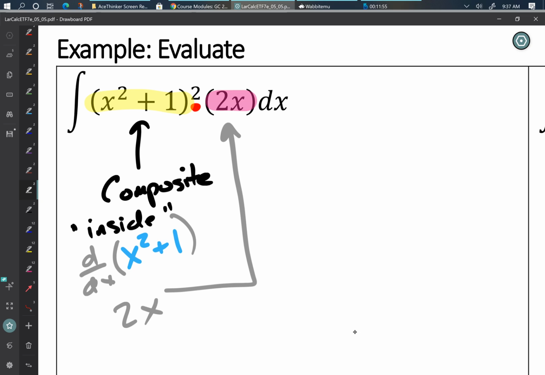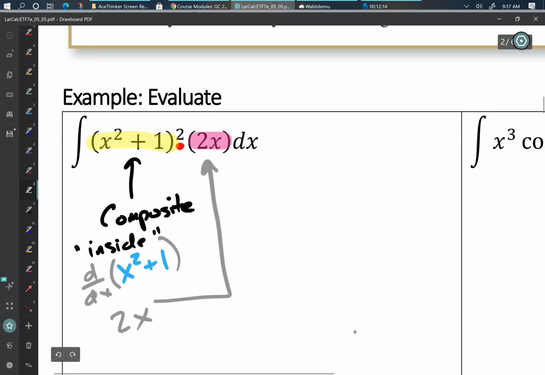So I have laying here in front of me on the screen two things multiplied together. One of them is composite. The other one is the derivative of the inside of the composition, which means that this is perfect for a u substitution. Okay? So let's take a look at those steps.